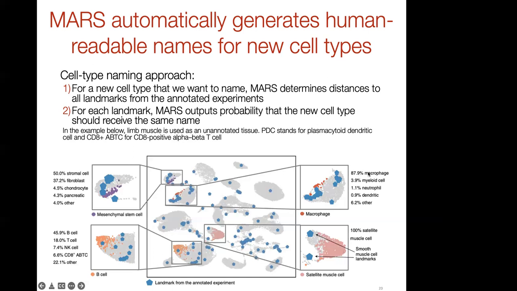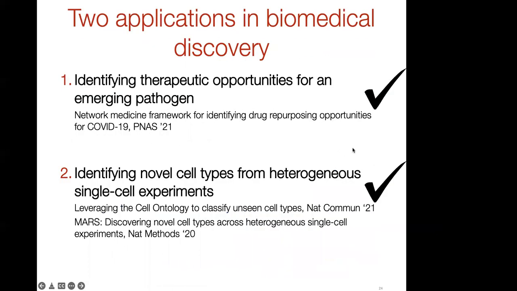this group of cells might be each of the known cell types, and should receive the same name as those cell types that are already known. And so here is one example where the cells that we selected were actually macrophages. And so Mars has correctly identified that with 87.9% confidence, this group of cells should get the name macrophages. And then with some 3.9%, this would be myeloid cells and neutrophils and so on. And so it can do that for any group of cells that one would think of as possible new candidate cell types. And so these are really human readable names that are exciting.